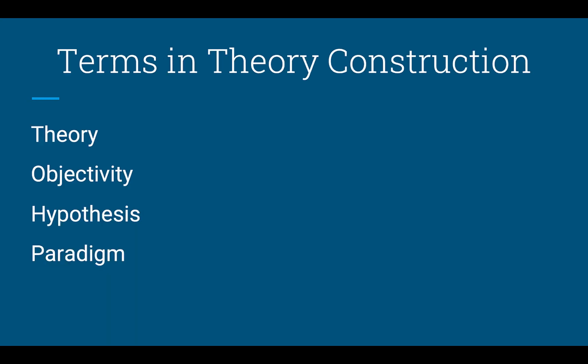Okay, so some terms in theory construction. Theory is a systematic explanation for the observed facts and laws that relate to a particular aspect of life. So these are propositions explaining why events occur in the manner that they do. Objectivity, which is the goal, is often called independence of the mind. Meaning we want research to be conducted without our belief systems and our bias making their way into the research, right?